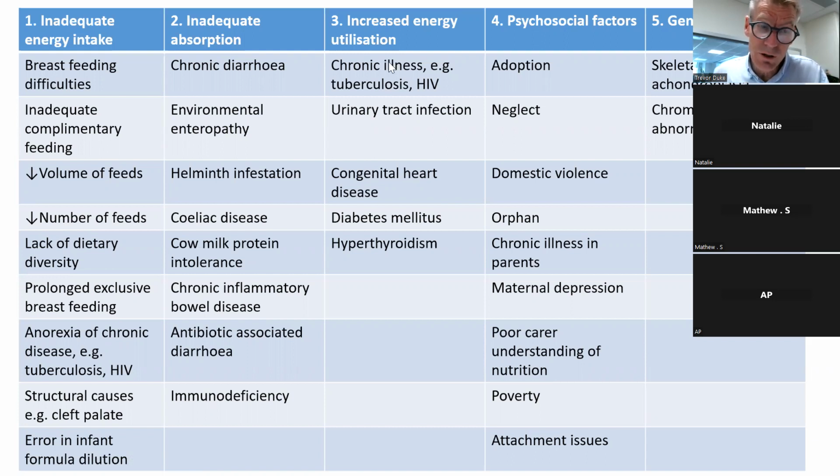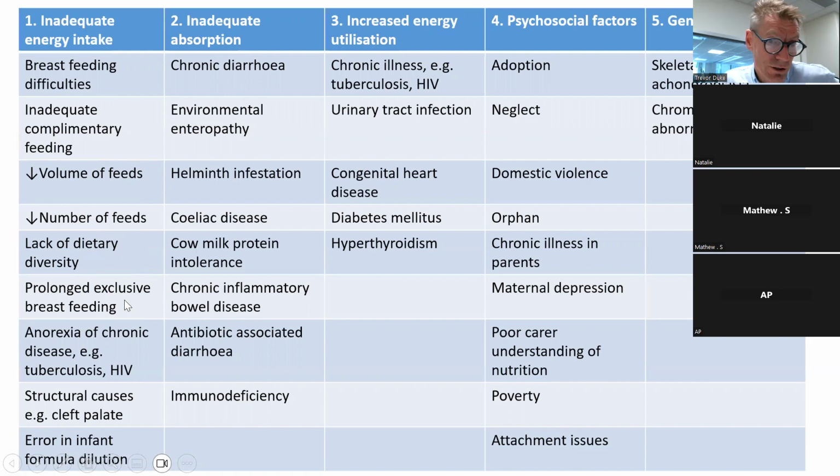And that is sometimes because of inadequate volume of feeds, like the baby's just not feeding enough, or sometimes it's inadequate number of feeds. A baby who's only fed 3 times a day. So inadequate volumes of feeds or inadequate number of feeds. Almost always there's a lack of dietary diversity. And so it's usually a combination of all of these things: inadequate complementary feeding, low volume feeds, reduced number of feeds, lack of dietary diversity when the baby's complementary feeding.